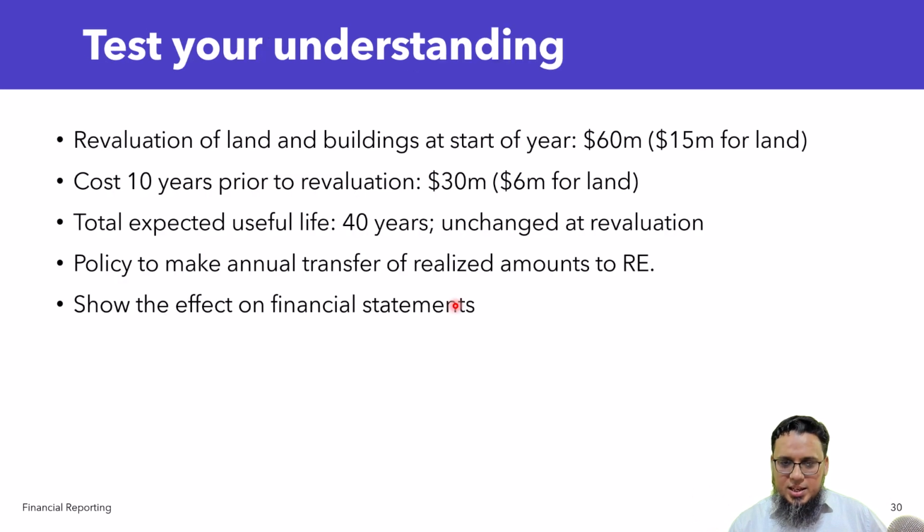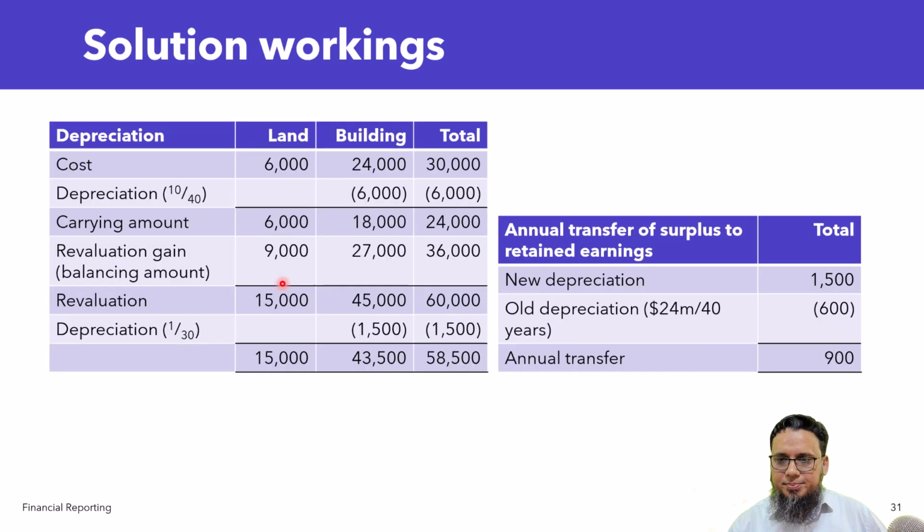Now this was the new statement. When giving an answer, you have to show the impact on the statement of changes in equity related to the depreciation charge. The cost was $30 million, $6 million was for land, and $24 million is the delta, related to the buildings. The carrying amount was $24 million, of which $6 million is for land. It did not get depreciated, which means $18 million is related to the buildings.